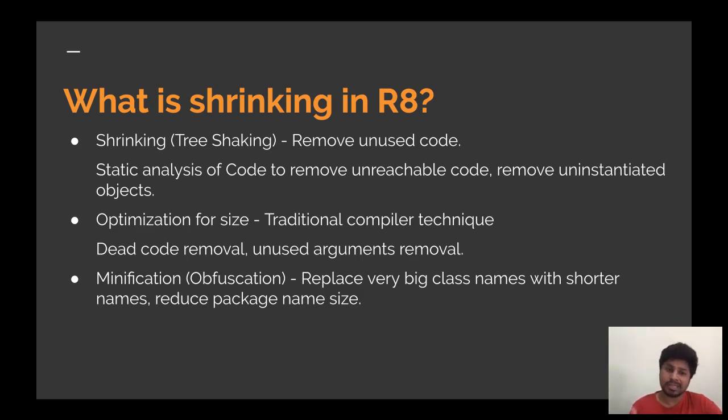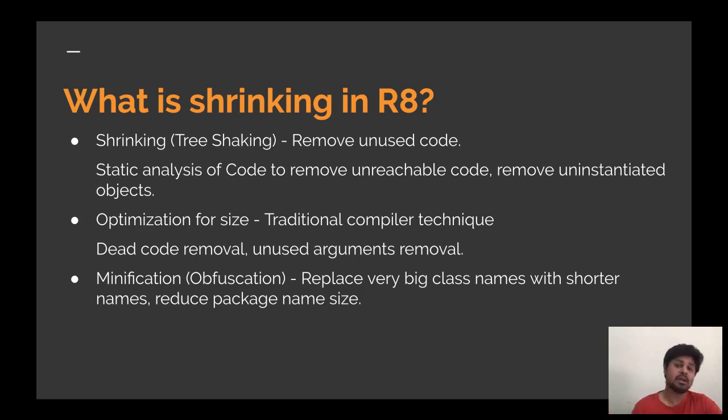The first technique is tree shaking, which is a technique to remove unused code. So how will it remove unused code? What R8 does is use static analysis to remove unreachable code, the code that can't be reached, and remove uninstantiated objects. Tree shaking also majorly reduces the size of an application. Tree shaking is a major part which R8 runs, and it gives more benefit than any other techniques that R8 follows.